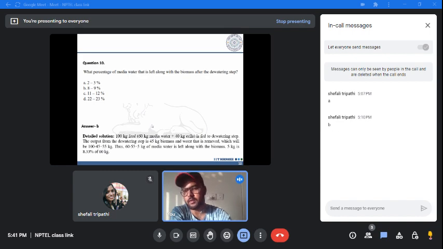Then you have 60 kg of media water, and 55 kg was removed. So 5 kg of water is left along with the biomass, and you need to find what percentage that 5 kg is of the 60 kg. When we solve it, 5 kg of the total 60 kg will be 8.33%. So your answer lies between 8 to 9%, so the correct answer will be B.